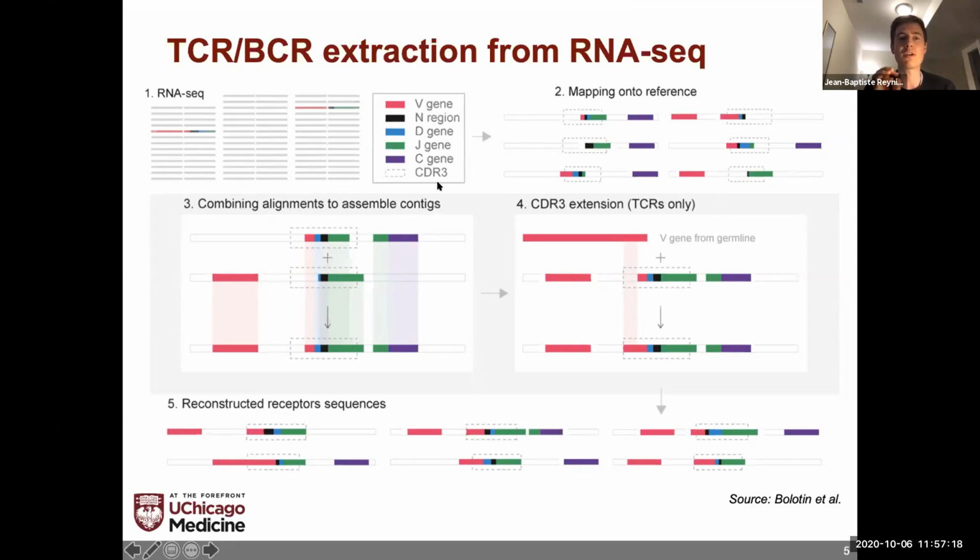What you do, first of all, is select the sequences that are mapped either to those VDJC genes or sequences that are unmapped. And then you can remap them and recombine them and recreate these sequences and extend them using reference databases to get this final output of the TCR and BCR of a specific sample.